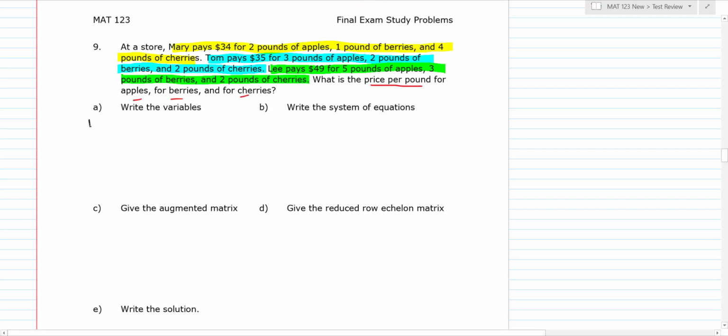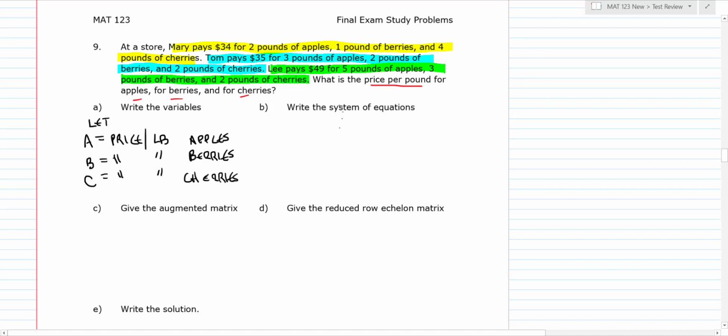So I'm going to set this up. Let X be the price per pound for apples. And actually, I'm going to use a sensible variable; to me it doesn't matter. I'm just going to say A for apples. Then B for berries, so that's going to be the price per pound for berries. And C for cherries, the price per pound for the cherries.